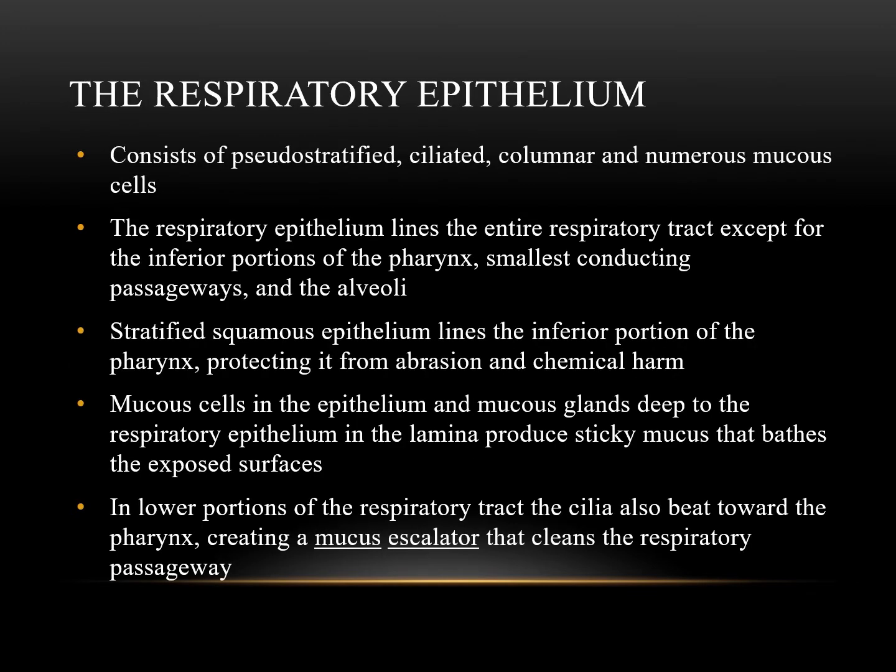The respiratory epithelium consists of pseudostratified, ciliated, columnar cells and numerous mucus cells. The respiratory epithelium lines the entire respiratory tract, except for the inferior portions of the pharynx, the smallest conducting passageways, and the alveoli. Stratified squamous epithelium lines the inferior portion of the pharynx, protecting it from abrasion and chemical harm. Mucus cells in the epithelium and mucus glands deep to the respiratory epithelium in the lamina propria produce sticky mucus that bathes the exposed surfaces. In lower portions of the respiratory tract, the cilia also beat towards the pharynx, creating a mucus escalator that cleanses the respiratory passageway.